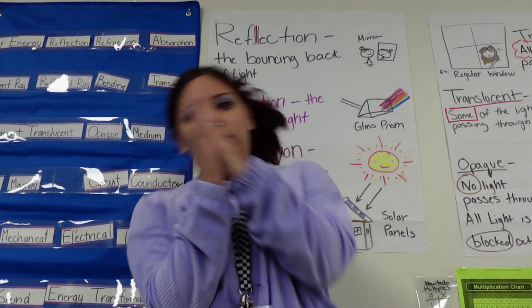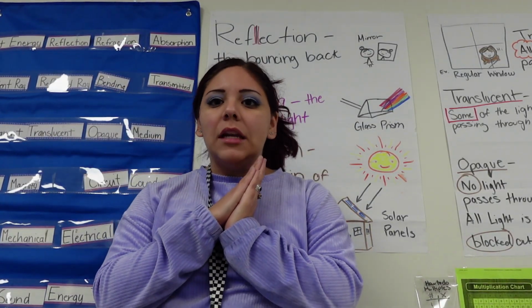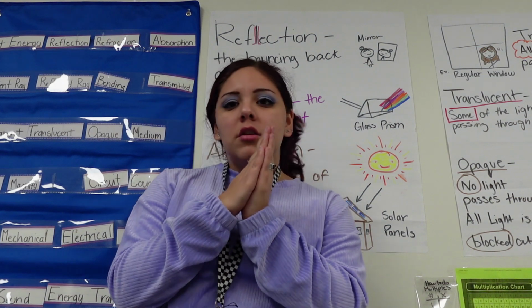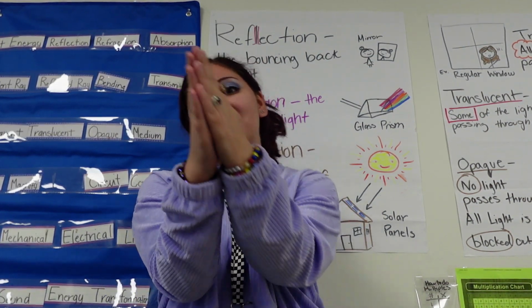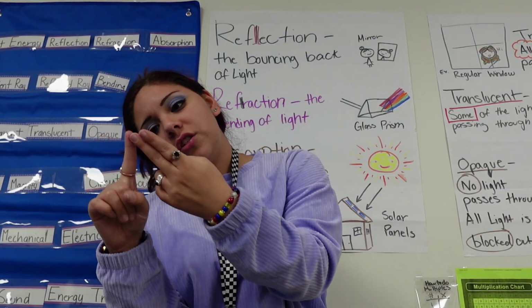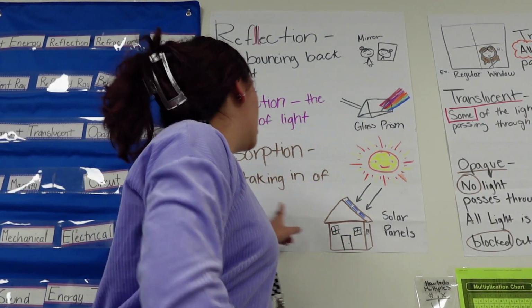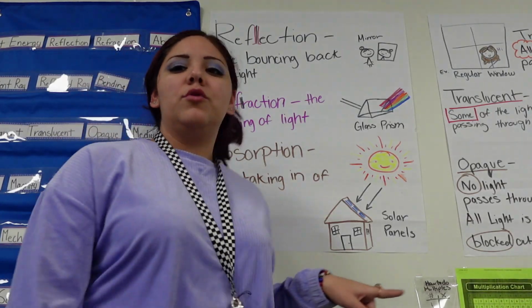Refraction. The light is bending. So if you know that light is hitting an object, it's going to bend the light, and it's going to look either larger, smaller, crooked, or broken. Then you have absorption.